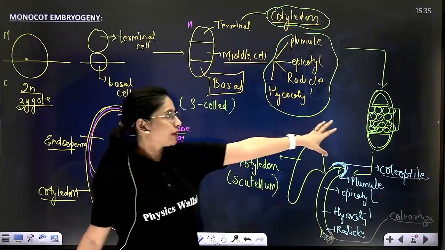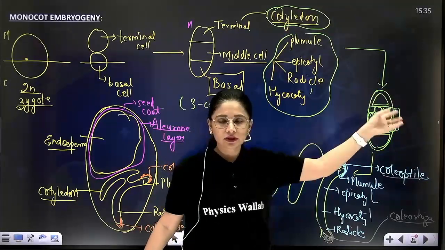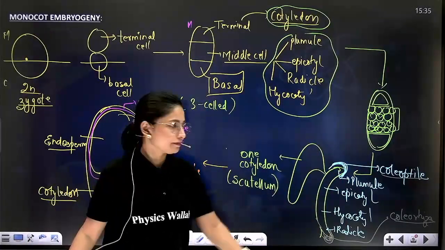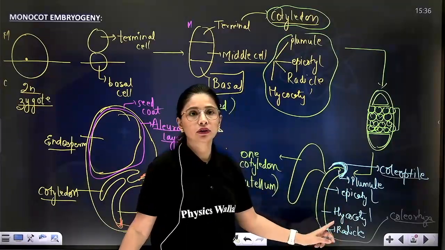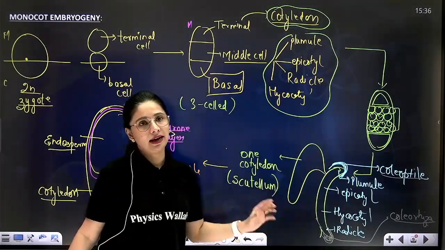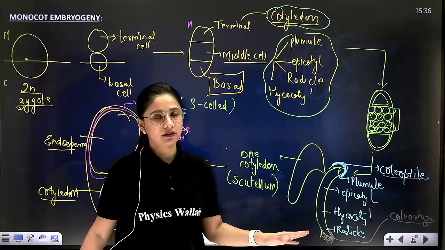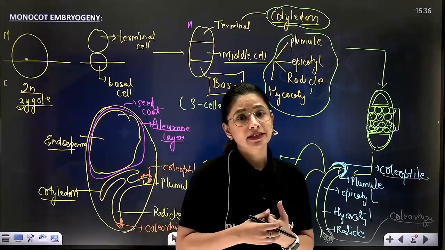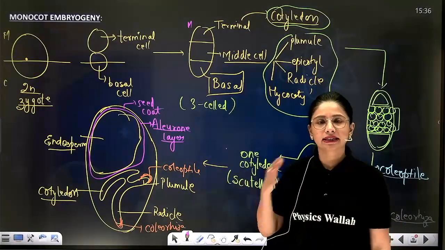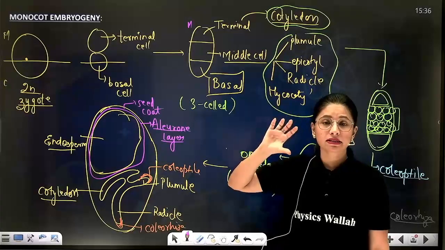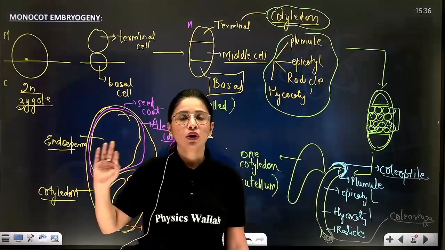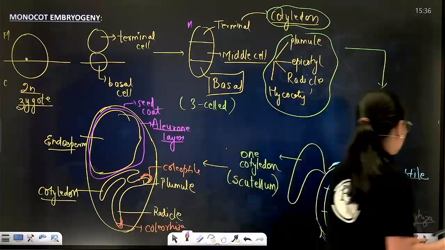Now this middle cell is going to undergo repeated division. Along with it, the terminal cell is also going to divide, but the basal cell is going to remain as it is, and later it will degenerate. The middle cell forms the plumule, epicotyl, hypocotyl, radicle, coleorhiza, coleoptile, and to them one cotyledon called the scutellum is attached. The basal cell got degenerated. Here, suspensor formation is also there, but that suspensor is also not persistent. It also gets degenerated. There is also no 6 to 10 cell long suspensor formation which you saw in dicots. You don't see it in monocots. So this is another difference which you see.